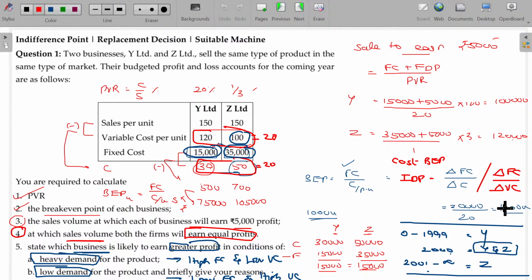No, it is 1000 units, right? Sorry, I made a mistake here. Okay, that's what about your question, right? Indifference point is 1000. Less than 1000 will be suitable for Y. More than 1000 is suitable for Z. Now, I hope you will be able to understand this. Stand corrected.